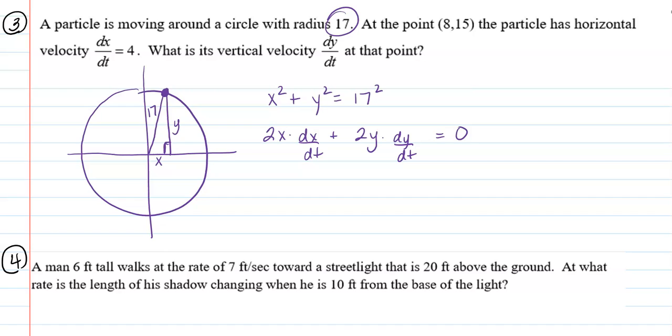And now we can make substitutions with what we know. So we know my x is equal to 8 and my y is equal to 15 because it's at that moment in time. So 2 times 8 times 4 plus 2 times 15 times dy dt is equal to 0. All right, so we'll solve this for dy dt.